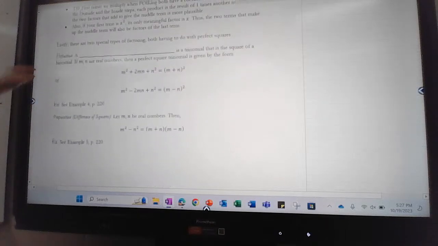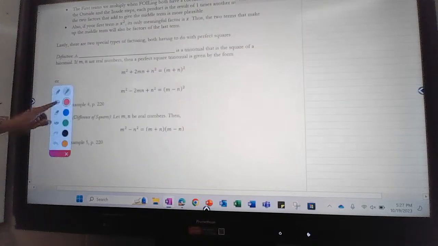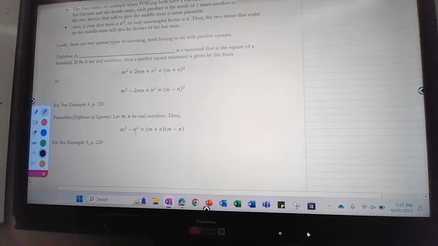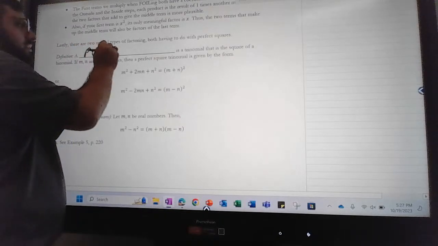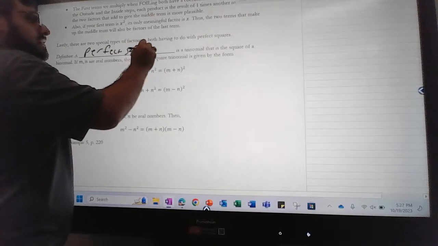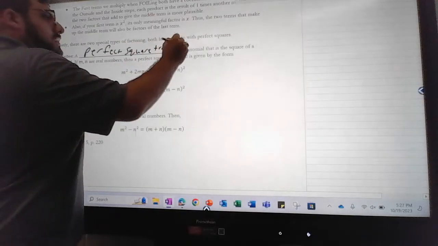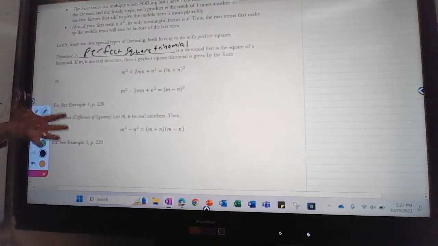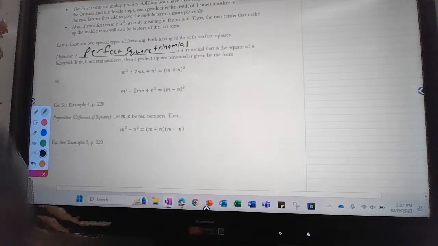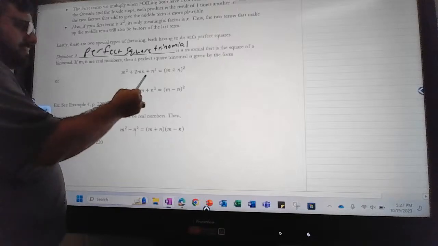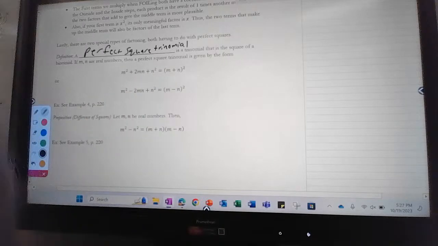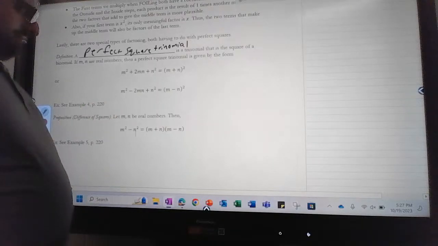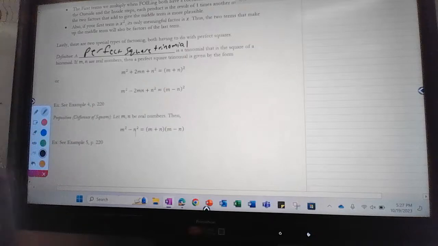Last thing I want to cover is special types of factoring. One involves something called a perfect square trinomial. The reason why it's called a perfect square trinomial is it's a quadratic function that can be written as a perfect square when factored. So if m and n are real numbers, then let's say I have something that looks like this. Then I can factor it into m plus n squared. Same thing here, except now this time it's a minus. I get m minus n squared.